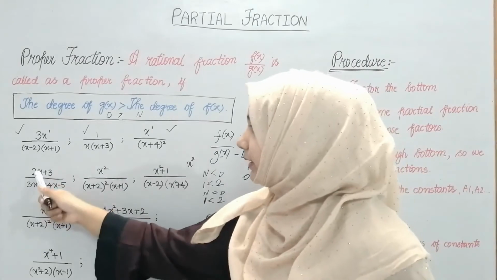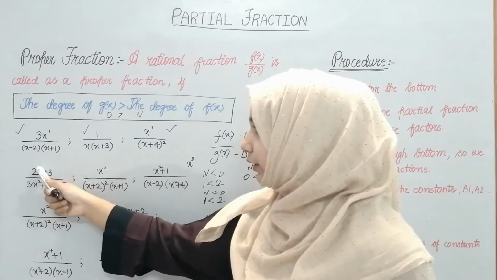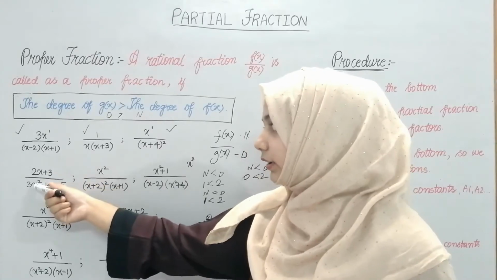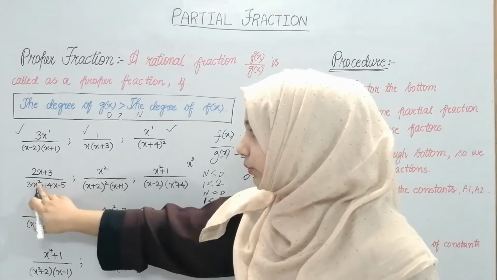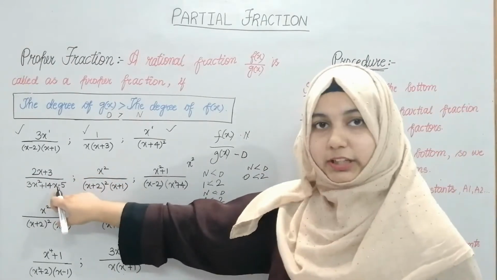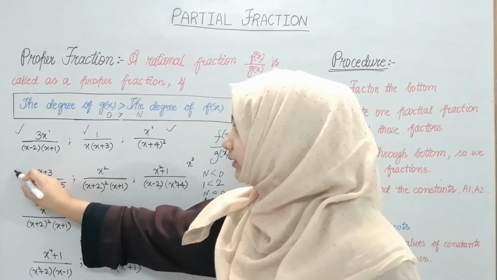Next, here clearly the degree of x in the numerator is 1. In the denominator, the highest degree is 2. So 1 is less than 2. The numerator is smaller than the denominator, so this is a proper fraction.